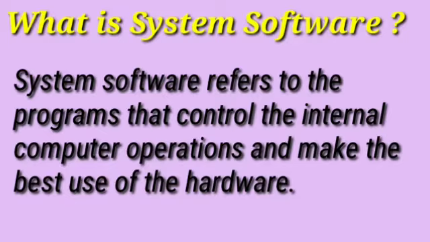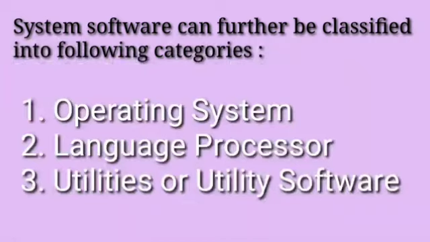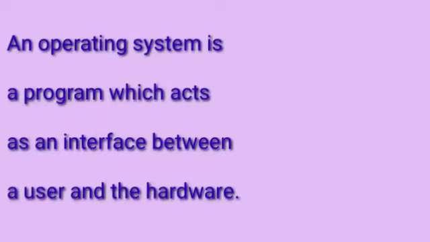So system software are further classified into the following categories. The first one is the operating system. Then there are language processors, meaning the translators, which include compiler, assembler and interpreter. And then there are utility softwares. So now let us understand the first category of the system software, which is operating system.